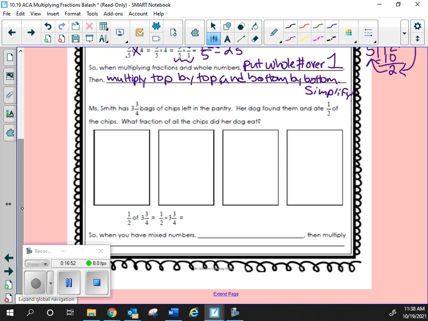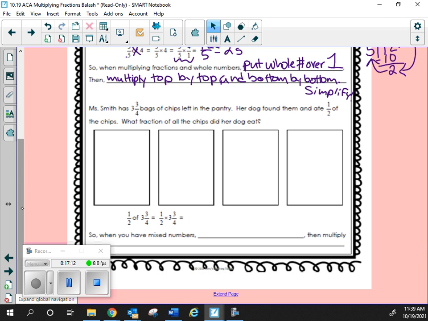Miss Smith has 3 3/4 bags of chips left in the pantry. Her dog, oh no, her dog ate half of the chips. Oh boy. What fraction of all the chips did her dog eat? Oh my gosh. Bad dog. Bad dog. Take your fingers out.